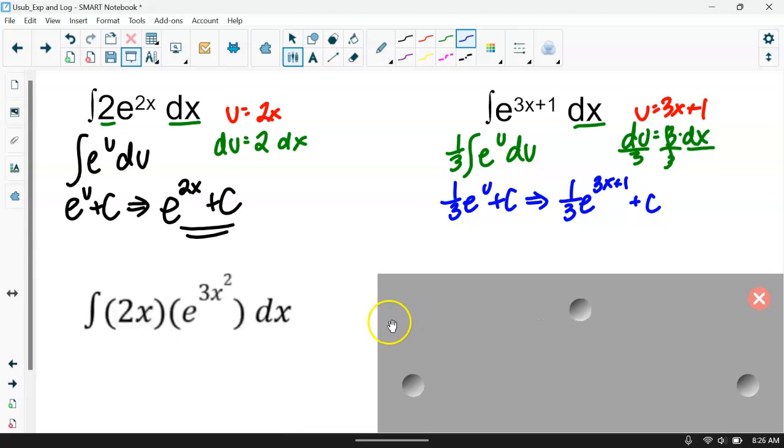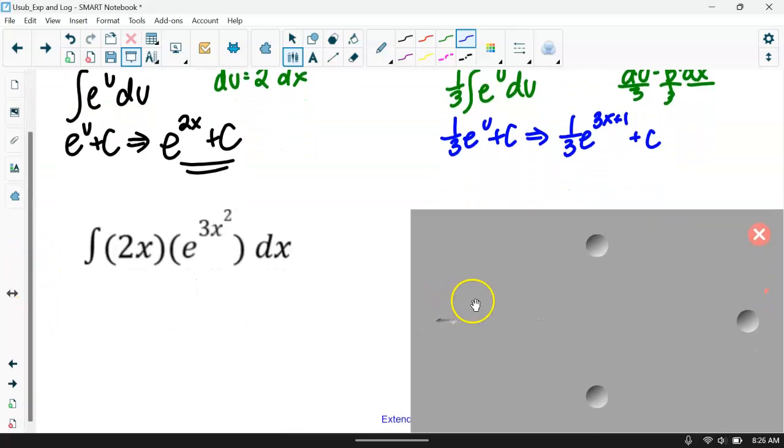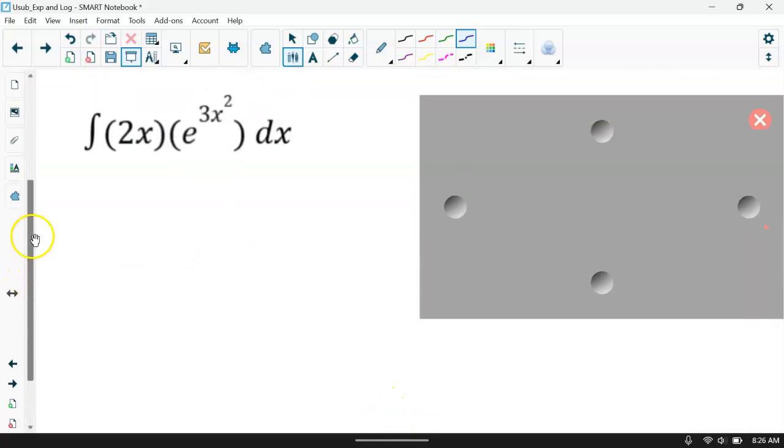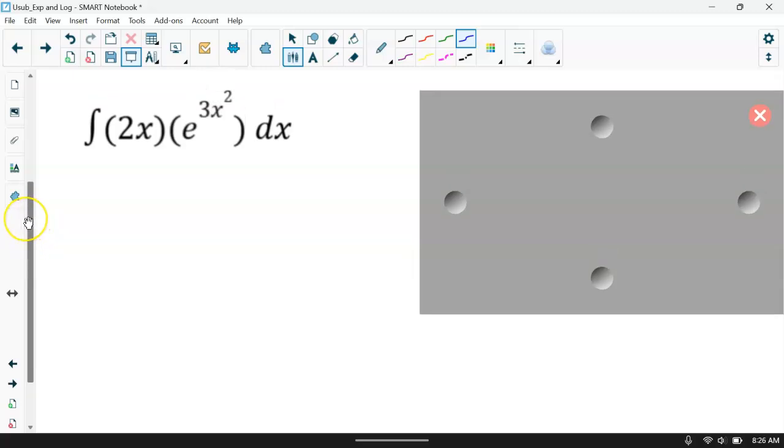So here we'll do another one. All right. So in this case, what is u? 3x squared. So again, finding the derivative. Derivative here is 6x dx. Now, do we have 6x dx? No, we have 2x dx. So I'll still go ahead and solve for dx and divide by 6x because that's what's being multiplied here. So this is 1/6x times du.